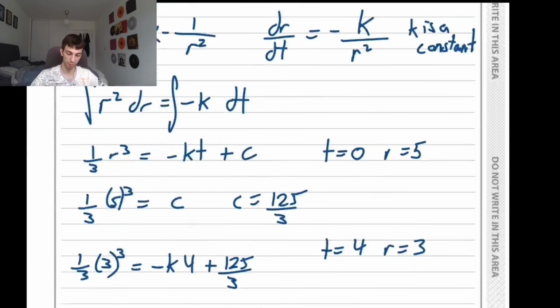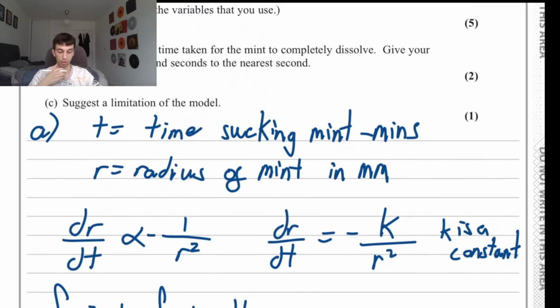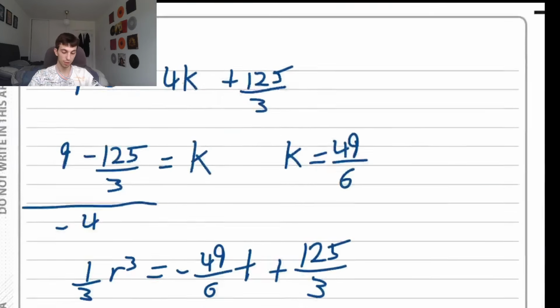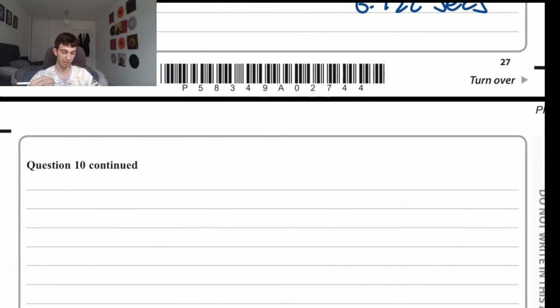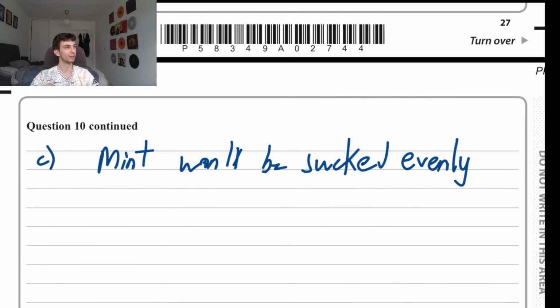Now moving on to part C, what do they want? They want a limitation of the model. Now this is just a logic question, one that people tend to struggle with. A limitation of the model. There are quite a few things you could say, anything logical. For example, the mint won't be sucked evenly, so won't maintain that spherical shape. It's kind of a weird question, I won't lie. Mint won't be sucked evenly, won't remain spherical.